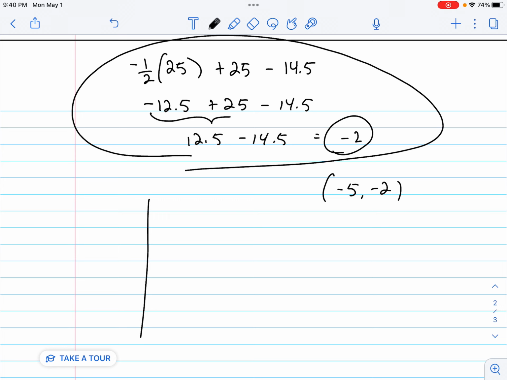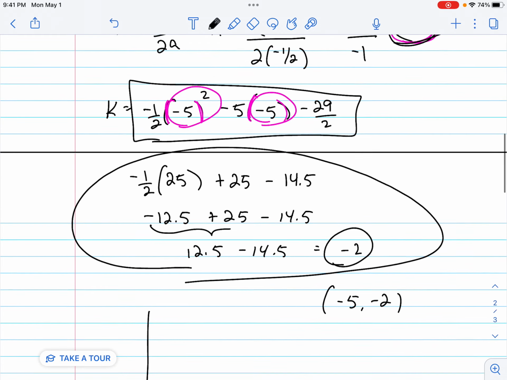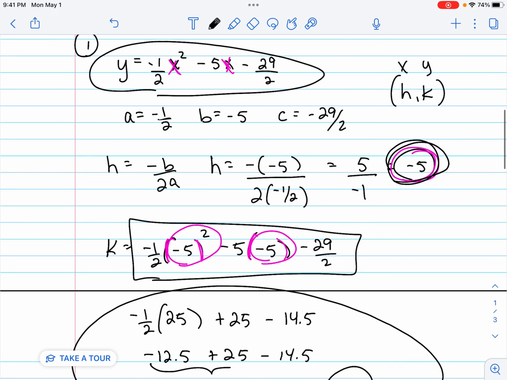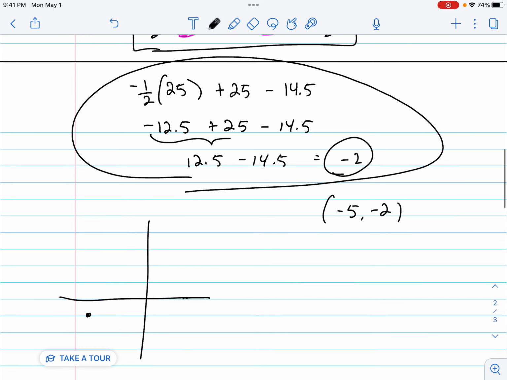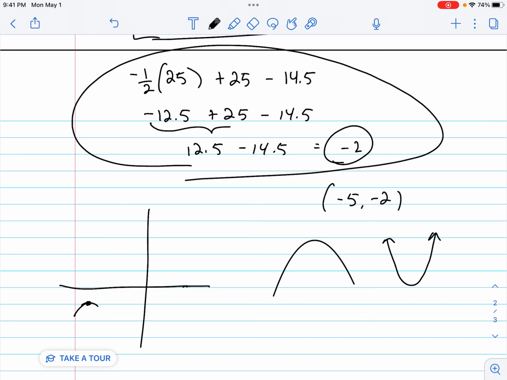So we're going to sketch this, but you don't have to draw a real neat graph. You don't have to make little marks on your x and y axis. Just estimate where (negative 5, negative 2) would be. It might be something like that. Now this parabola is going to open down because the first thing out in front of the x squared is negative. If you have a negative out there, then it's going to open down. And if you have a positive, it's going to open like that. Okay? So we know that it's going to open down.